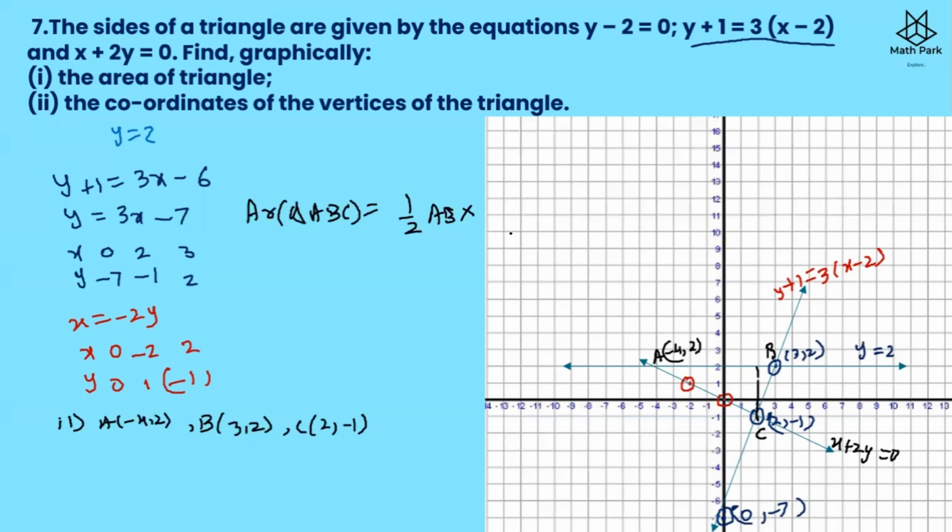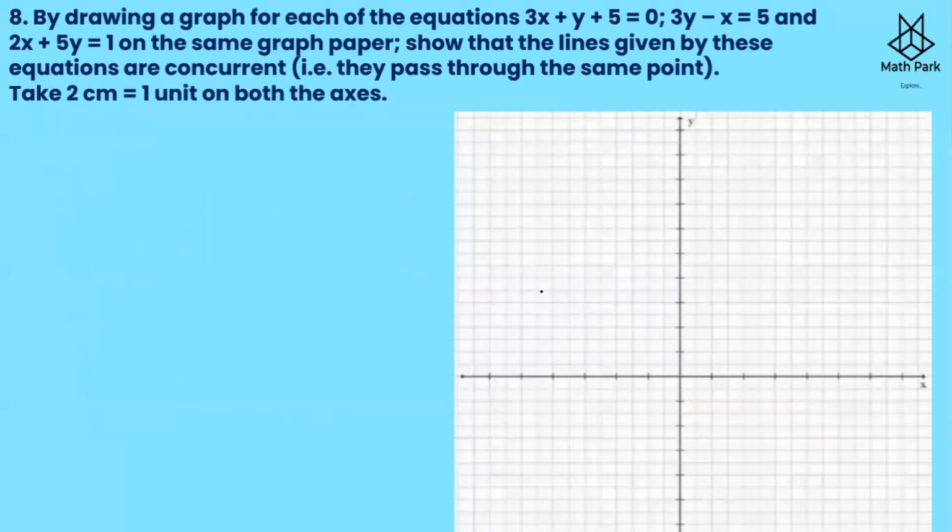So 3 units is the height, say H. The distance AB, this distance is 4 plus 3, so 7 units. So half into 7, and the height is here 3 units. So 3 divided by 2 is 1.5, 15 sevens are 105. So this is 10.5 square units, the area of this triangle. Got it? Moving to question number 8.